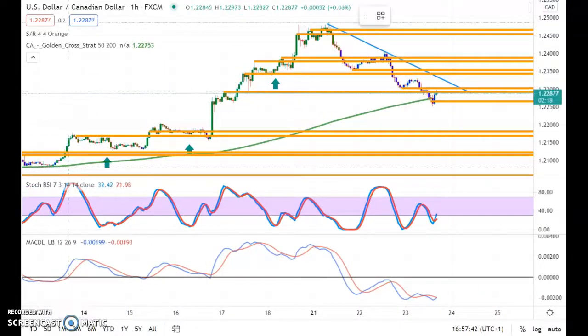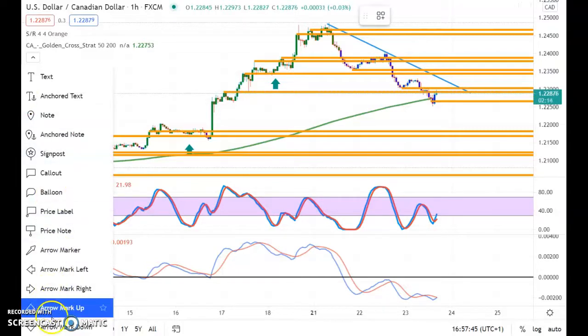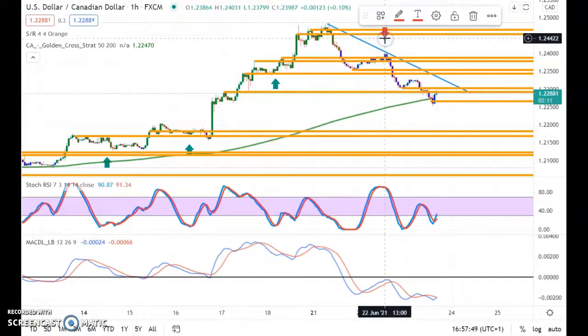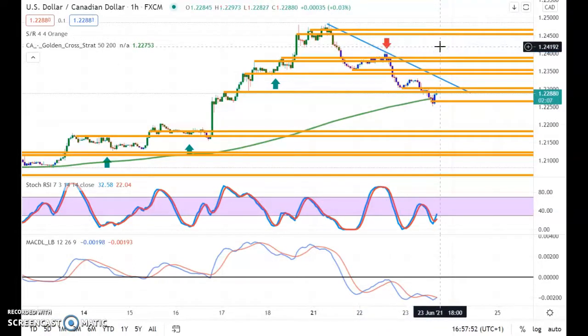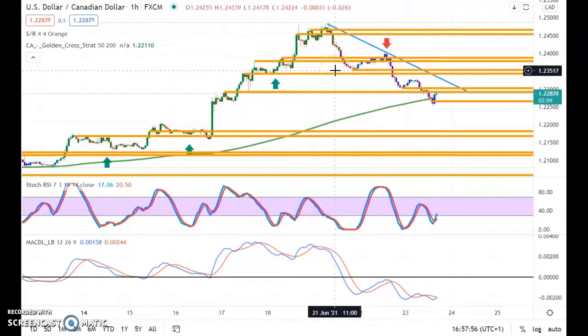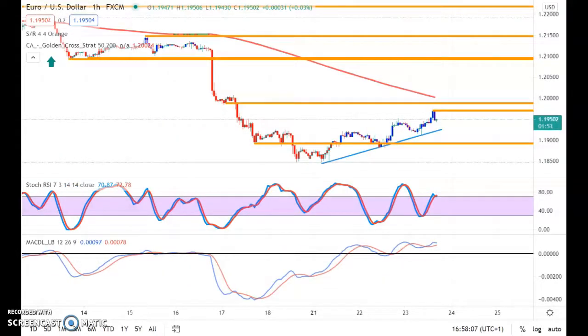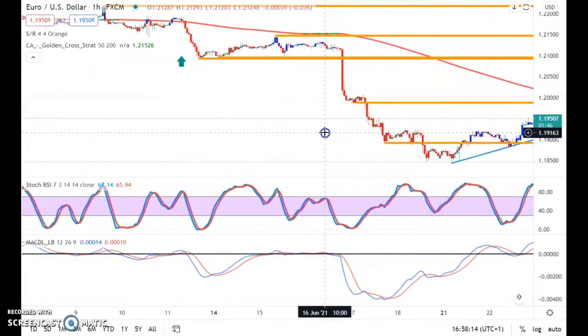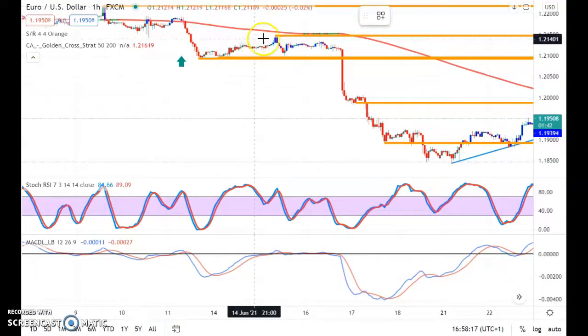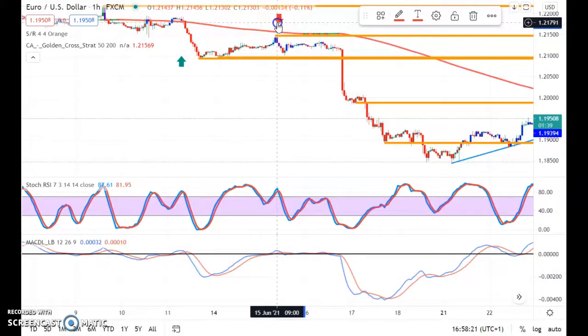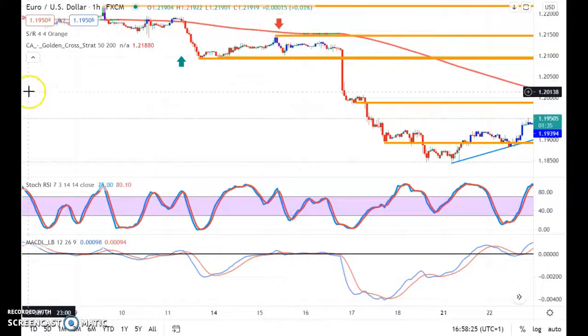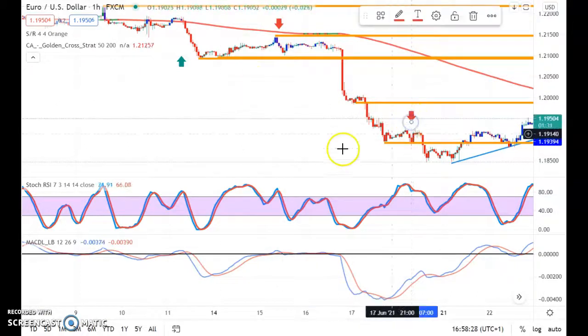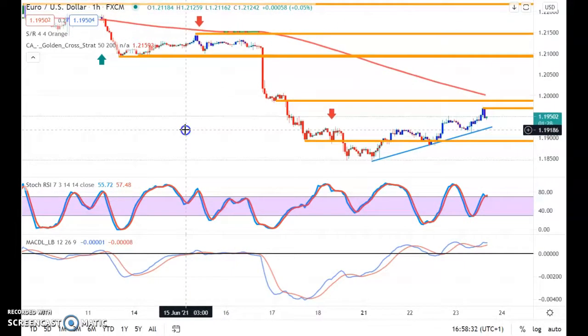So in terms of a sell, we had one on there, and that's it on the US Canadian. US Canadian is 122.87. Let's have a look at a few more. On there. On there. Of course, eventually it's going to run out of steam.